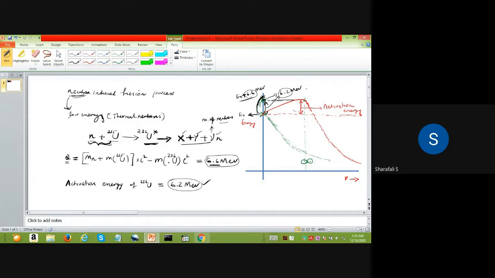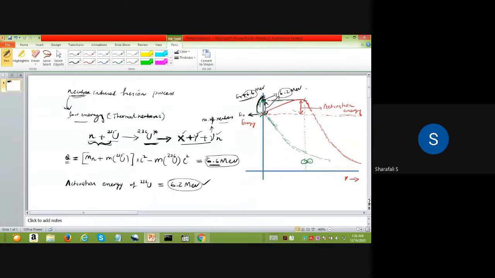So this is what will happen when you have these low energy neutrons which are absorbed by uranium 236. That will give you uranium 236 in the excited state, and further that will decay. That will produce the daughter nuclei X and Y plus some neutrons. Okay, so this is possible.